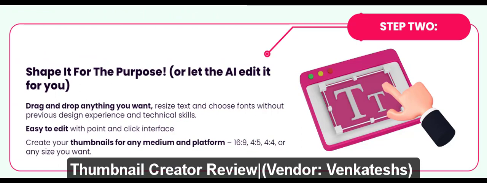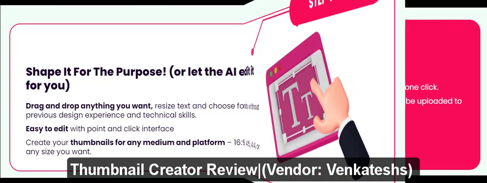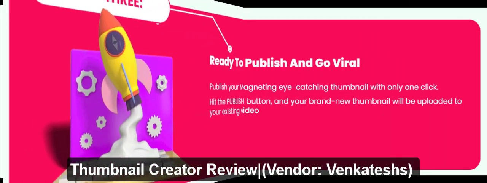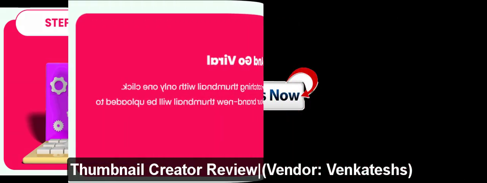Brief explanation of the software features. Thumbnail Creator automatically uses advanced machine learning algorithms to create visually appealing and optimized video thumbnails. How does it work? You can create mind-blowing thumbnails in just 3 steps. Step 1. Pick your fave template, or let the AI make the best decision.